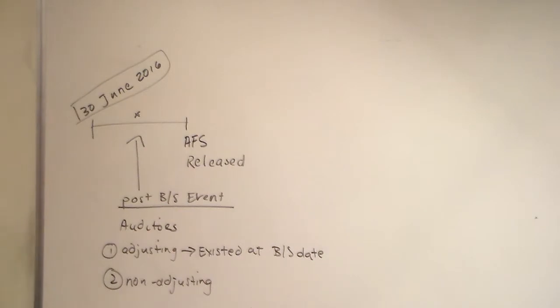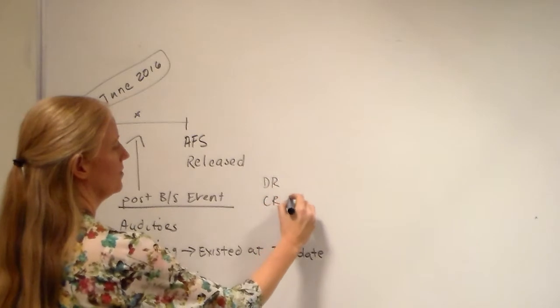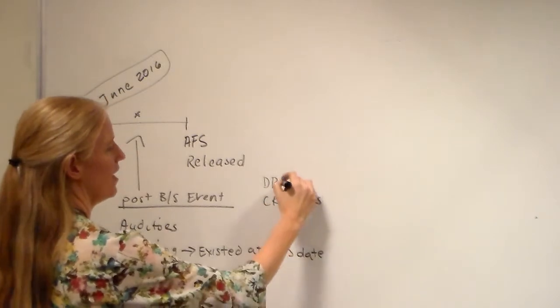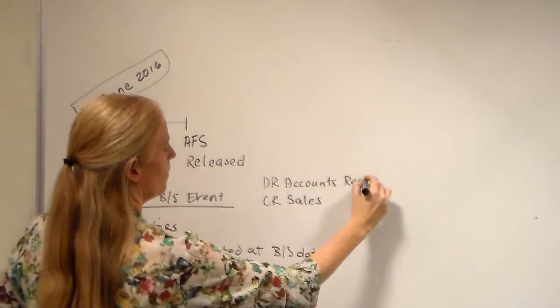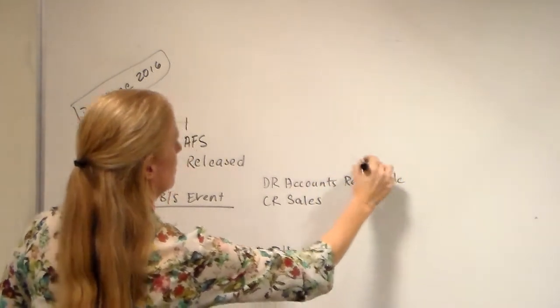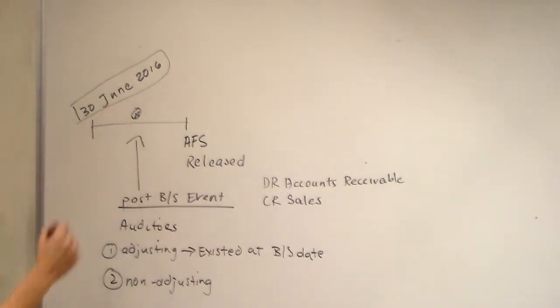And obviously the adjustment in that situation would be, generally you would credit sales and debit accounts receivable. So you're putting through the item that you hadn't put through, but you've discovered after the year-end date or after the balance sheet date. You've then got to adjust because that sale actually took place before year-end, and therefore it existed at balance sheet date.